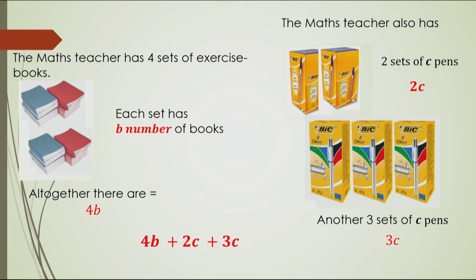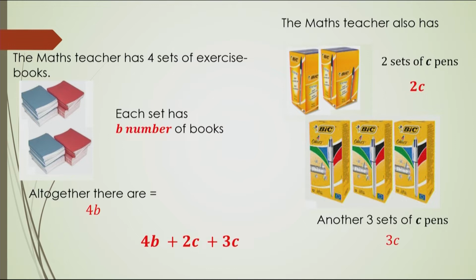And the teacher has 2 sets of C pens, which is one type, all having the same number of pens in one box, and a different type of pens with the same number of pens, 3 boxes of that. Okay? So the teacher would have 4B plus 2C plus 3C. Now remember that 2C means there are 2 boxes of that type of pens, with the same number in each box. And the second one is 3 boxes, but a similar number to the one on top. Okay? Similar number of pens.